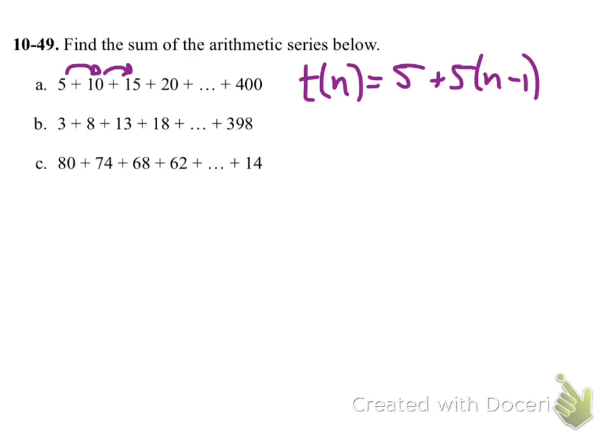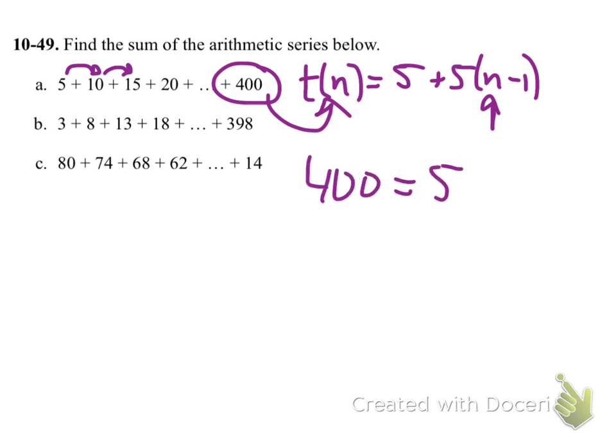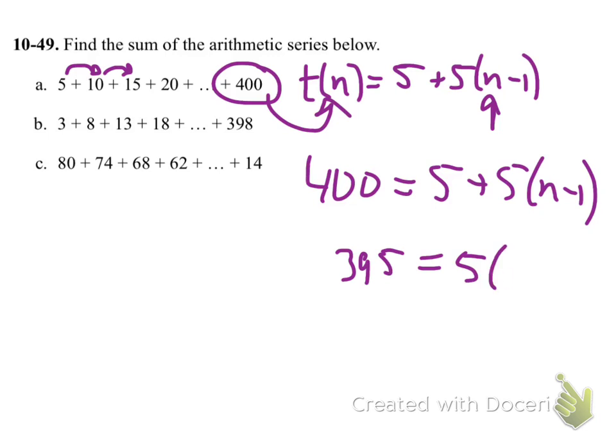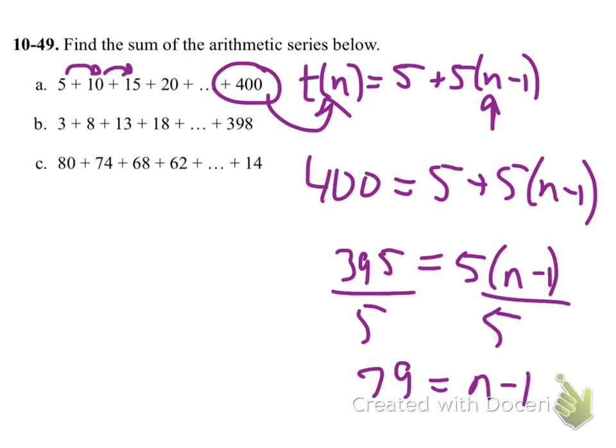Now, in order to figure out the number of terms, n, I'm going to take 400 and put it in here for T of n. So now I have 400 equals 5 plus 5 times n minus 1, and I solve for n. That'd be 395 equals 5 times n minus 1. Then I'm going to divide that by 5. And then adding the 1, I get 80 terms.